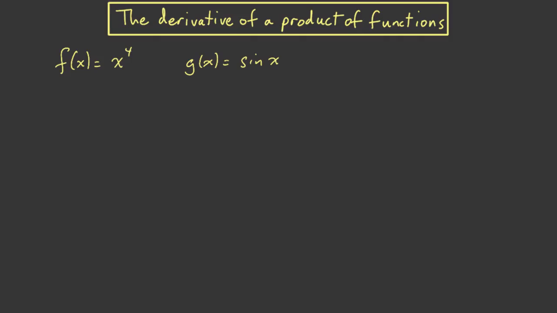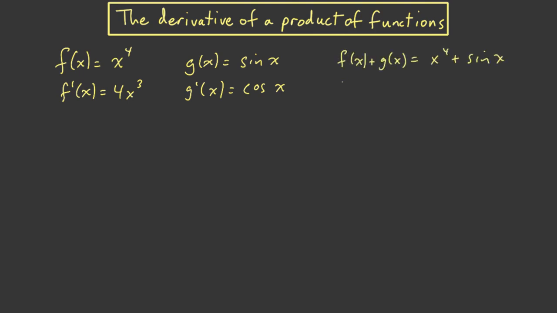Let's start with these two functions. They're pretty simple. We know their derivatives, for instance. Those derivatives are right here. And we could add these two functions. So if we did that, then we would get this right here, f of x plus g of x.